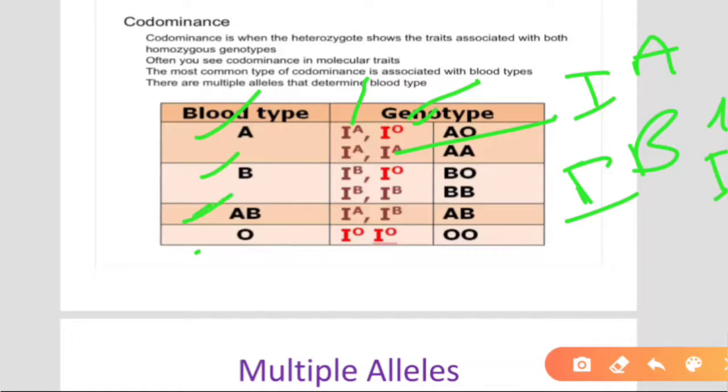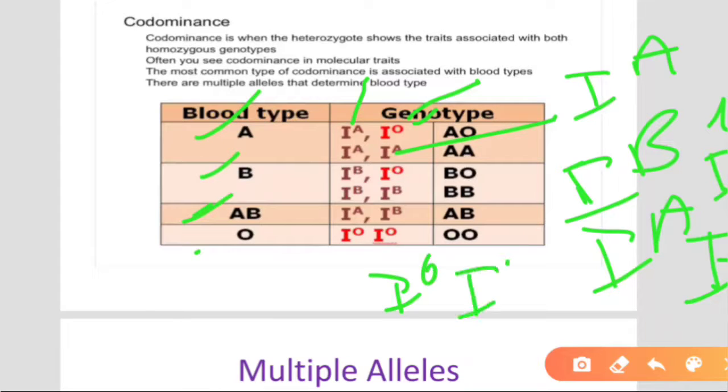In the case of blood group AB, one parent contributes IA and another parent contributes IB, then the genotype is IAIB and the blood group is AB. If both parents contribute i, then the blood group is O. So you can see clearly in blood group AB, both IA and IB express their character in the F1 generation. That means both are dominant. When both are dominant, then it is called codominant.